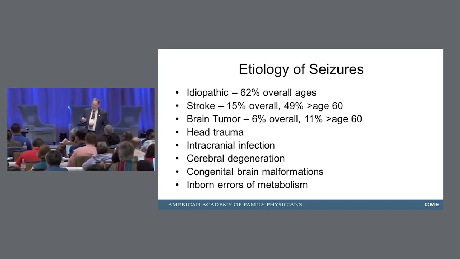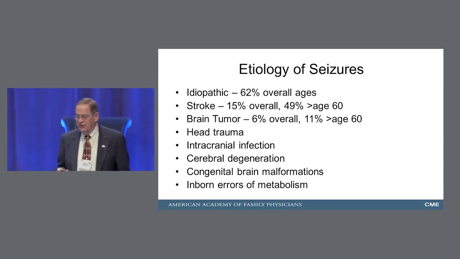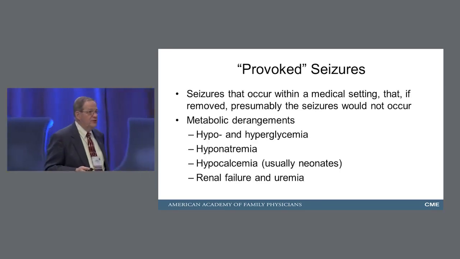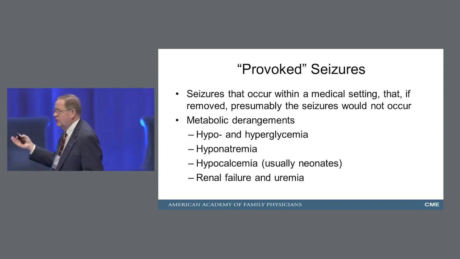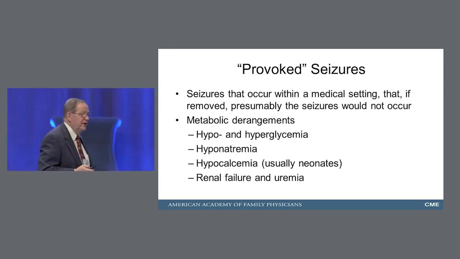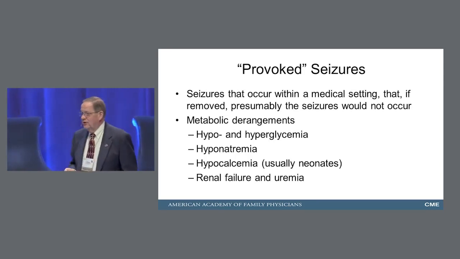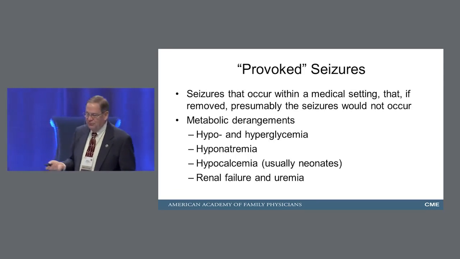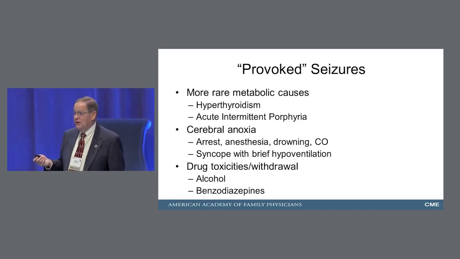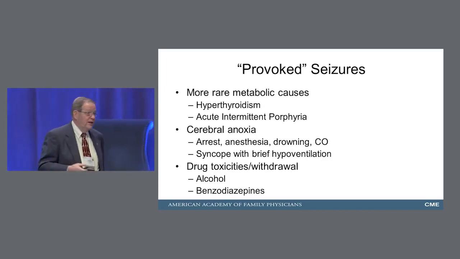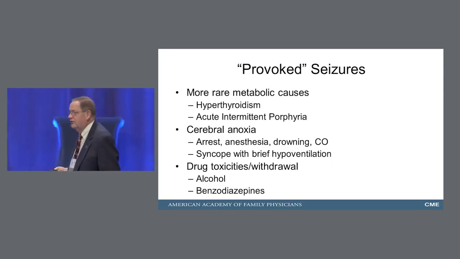Other causes of seizures, obviously head trauma, infection, cerebral degeneration, congenital brain malformations, inborn errors of metabolism. And then we need to understand provoked seizures. Provoked seizures are seizures that occur in a setting of a medical disease that if that disease were removed, the patient presumably would have not had a seizure. And those are the usual metabolic things that we think about. Problems with sugar, problems with sodium, problems with calcium, problems with the kidneys, other things like hyperthyroidism. Cerebral anoxia is a big thing that can cause a provoked seizure as well. In an urban hospital where I'm currently practicing, alcohol and drug toxicities is a major cause of seizures.